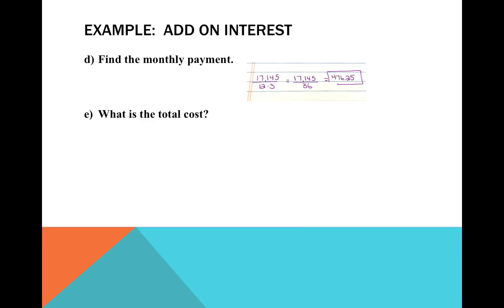And the last thing I might be asked is what the total cost of my purchase was. That includes what my loan was and any of my down payment. So my loan amount was $17,145, and then I put a down payment of $3,000 to give me the total cost of my car being $20,145.